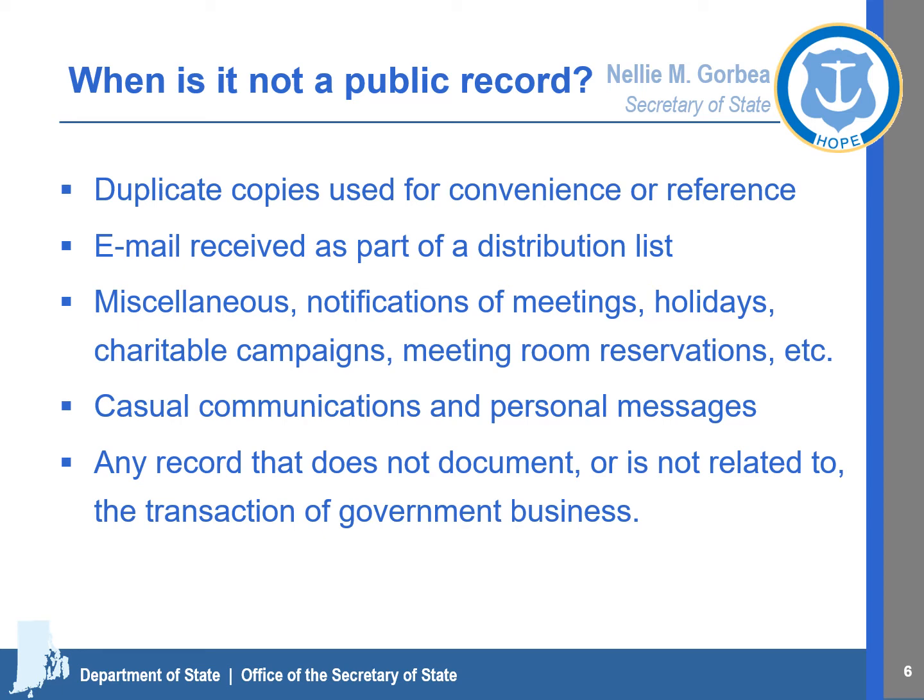When it's a duplicate copy used for convenience or reference, if it's an email that you received as part of a distribution list, or any miscellaneous notifications of meetings, holiday charitable campaigns, meeting room reservations, etc. Casual communications and personal messages, and any record that does not document or is not related to the transaction of government business would probably not be considered a public record.